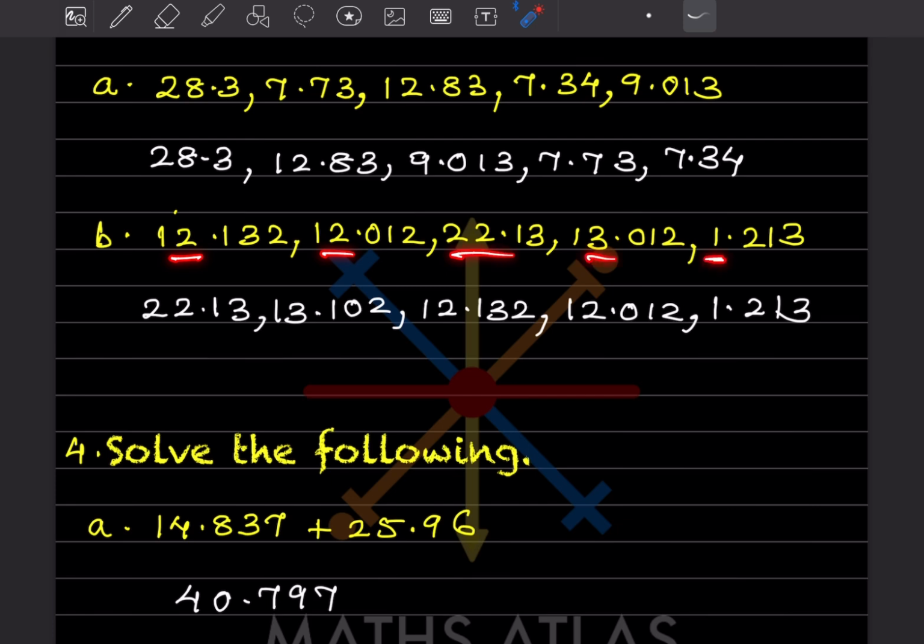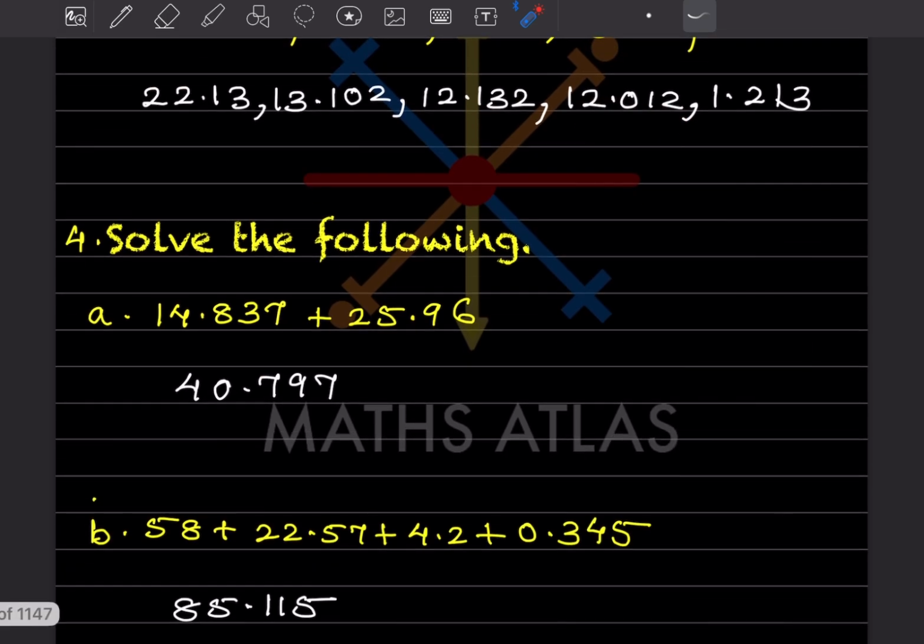So which is the bigger number? That is 22.13. Then comes 13.012. Then we can see here, in both places there is 12. So after the point we are going to see the number that is 0.1, 0.0. So 0.1 is going to be first, and then 12.102, and the last number is going to be 1.213.